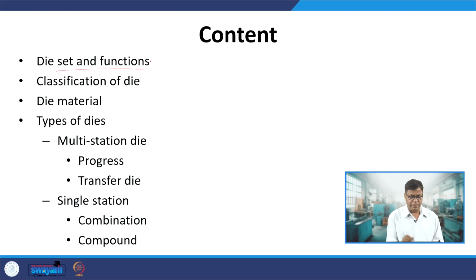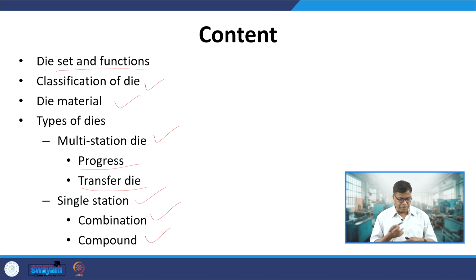So, here if we see the die sets, initially we will be starting with the die set and its functions, and then what is expected from the die set and how it works for effectively implementing the sheet metal operations. Then the classification of the dies and the die materials, and then the different types of dies, like single station die or multi station die. Multi station dies include progressive or transfer dies, and in single station dies we have the cut off die, blanking die, combination die or compound dies. Depending upon the number of operations carried out in one station, we can have the combined or compound die or cut off die. In multi station dies, the work is done in different stations to complete the job.